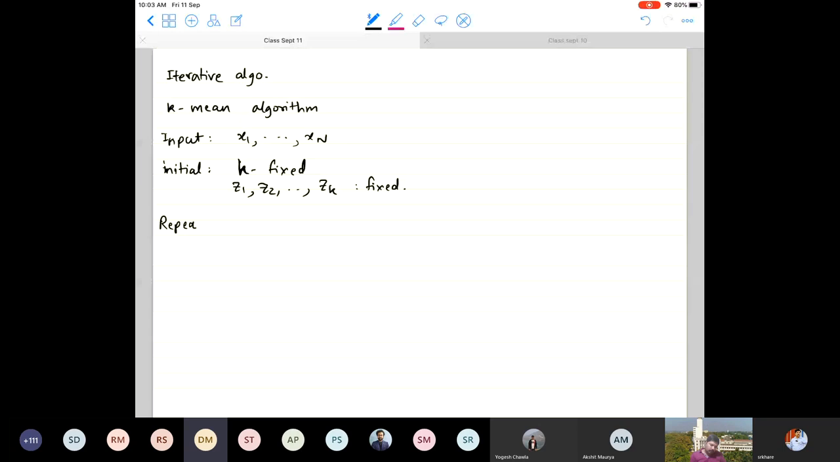I repeat this. What do I repeat? Partition x1 up to xN into k groups, k clusters. How do I do that? I do that using the discussion that we had on page 1. Then I update the representatives. How do I do that? I do that by the discussion that was done on page 2.